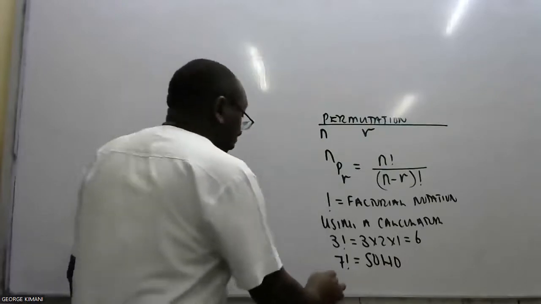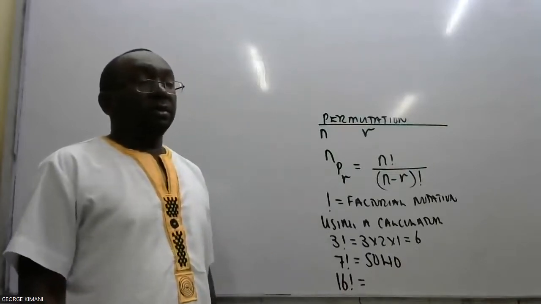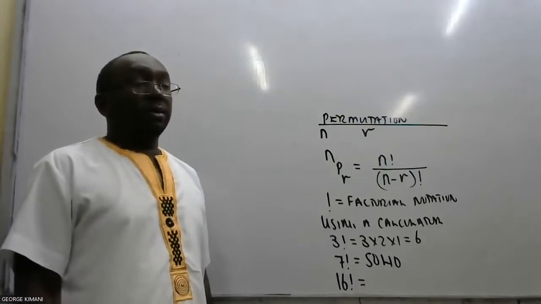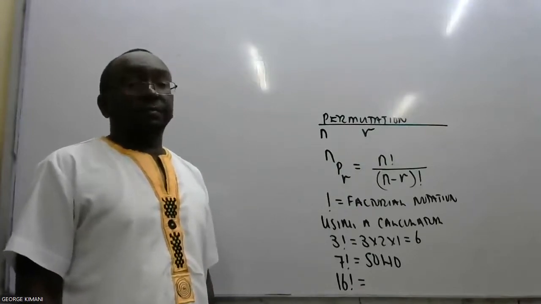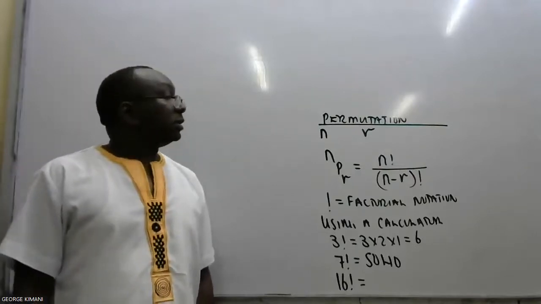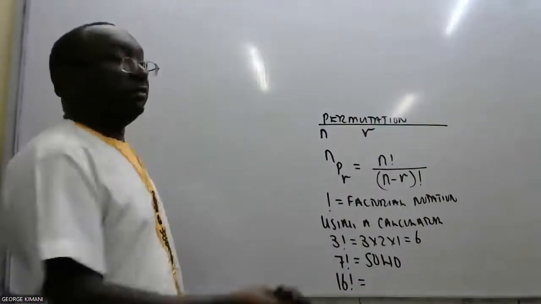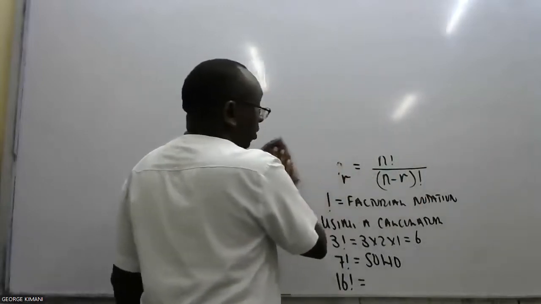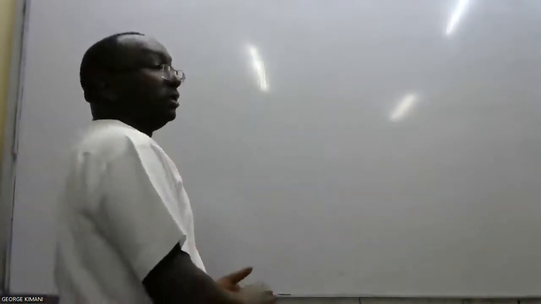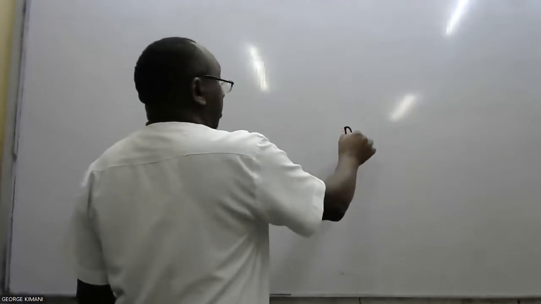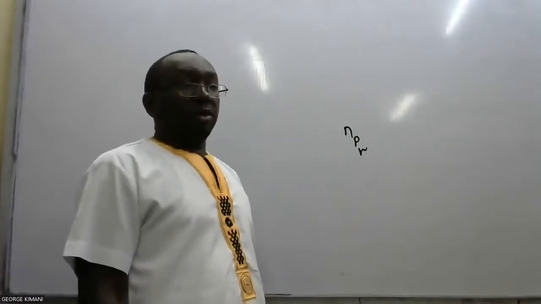So if you are told to do 16 factorial, the answer has come out. So that is good enough for us as far as factorial is concerned. Now check in the calculator whether you can see the button that is written nPr. It is also on the body.